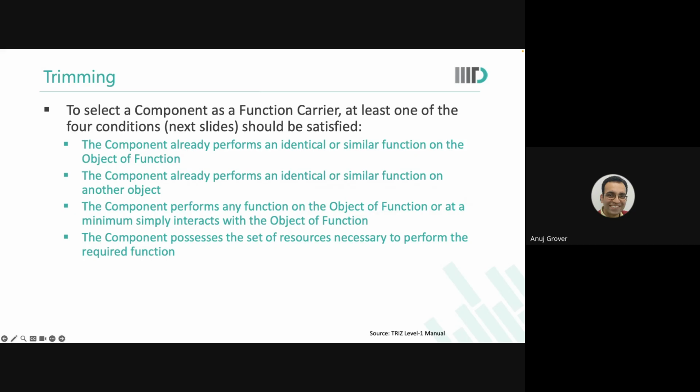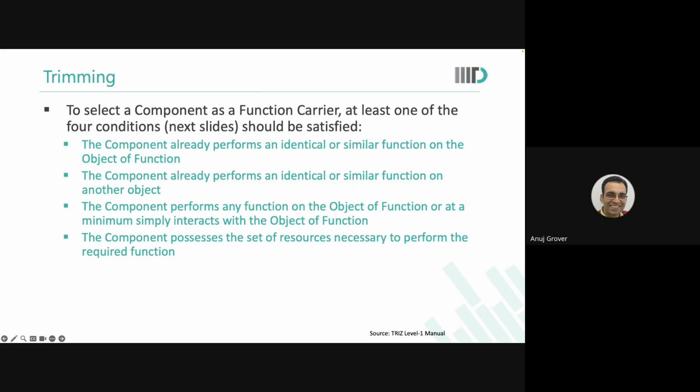Then, the component already performs an identical or similar function on another object. The motorcycle that we just talked about. What did I say? See, it is already holding the motor, it is already holding the wheels, it is already holding something else, and it also holds the gas. I was applying this rule. It is performing the same function on other objects. So it's easy to give it one more function. Its value increased. Are you able to see this?